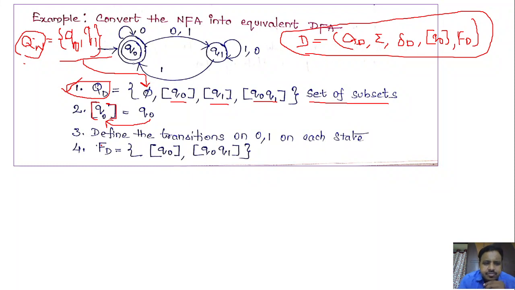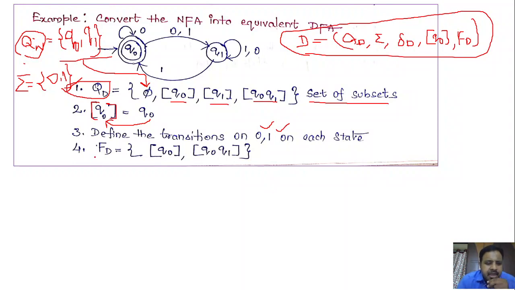Then define the transition on 0, 1 on each state. So in the DFA, what we need to do is explore the states and specify the transitions from each state on input symbol 0, 1. In the diagram we have two input symbols, 0 and 1, so the alphabet set sigma is equal to {0, 1} only. For each state, we have to specify the transition on 0, 1.